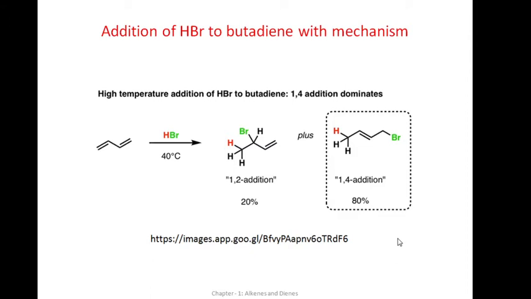Why is that so? To explain this, we need to look into the mechanism of addition of HBr to butadiene. You have to remember butadiene is an example of a conjugated diene. Recall, conjugated dienes are dienes where the double bonds are separated by only one sigma bond. Butadiene is a conjugated diene. With that background, now let us move into addition of HBr. You need to remember Markovnikov's rule and classification of dienes in order to understand this particular concept.